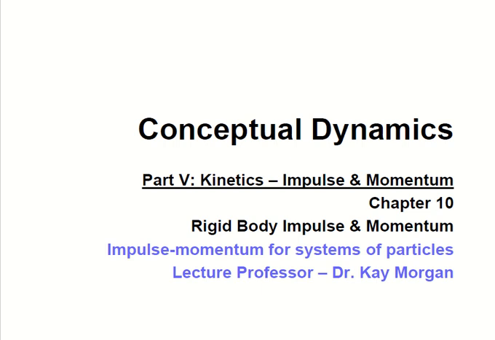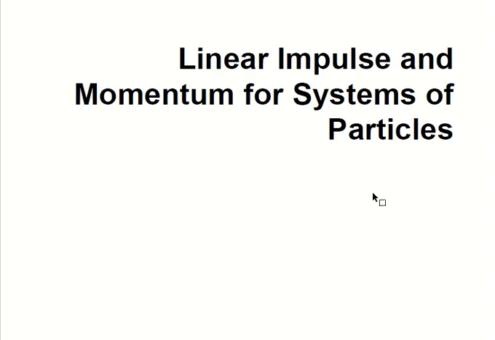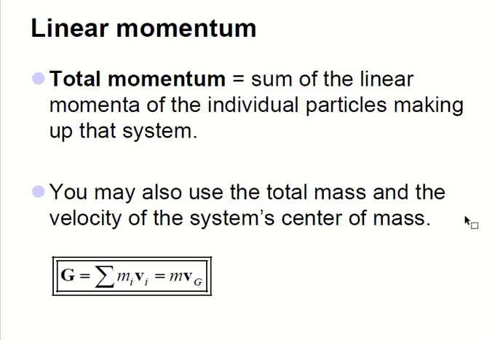Alright, so this is our final chapter in dynamics. After studying particles, impulse and momentum, we will go into rigid body impulse and momentum. We'll start with the linear impulse and momentum for the systems of particles.